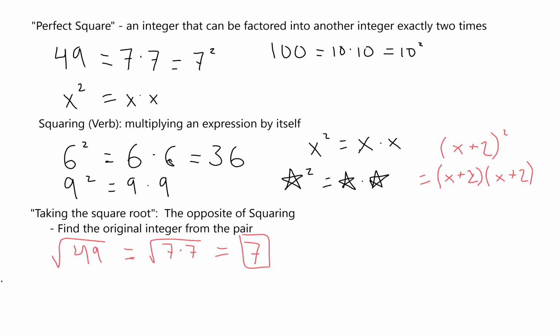What about the square root of x squared? Because that's kind of where this is going in algebra. Well, we can break down x squared into x times x. Since we found a pair of x's based off this pattern, we can conclude that the square root of x squared is x.